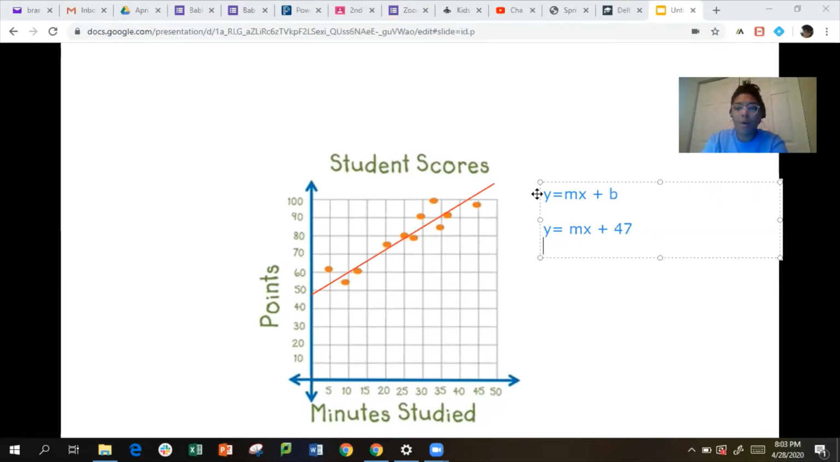Now I need to figure out what the slope is. So let's go ahead and put slope here. Slope equals rise over run. So let's look at our slope. From here, we're going to go over to our next point. If this is 0 minutes, let's go over to 5, from 0 to 5 minutes. And then we're going to go up, so 47 to about 61. So let's calculate that.